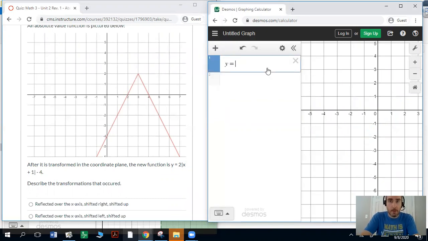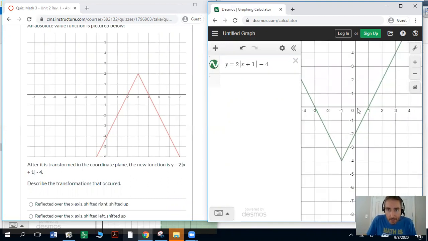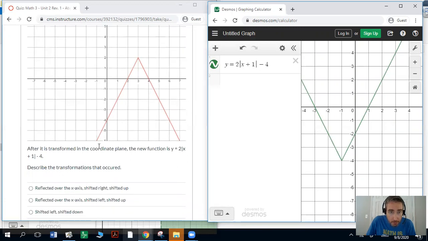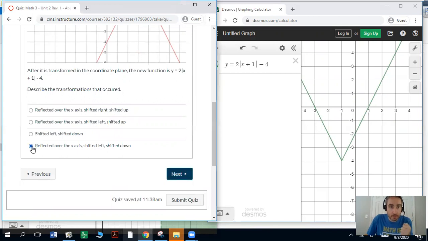All right, let's graph the new function, 2 absolute value x plus 1 minus 4. It looks like it went left and down and also flipped, reflected. So reflected over the x-axis, shifted left. Specifically, it would have gone left 4 units because that's at negative 1. And then this point went down 6 because that's at negative 4. But we don't need to get that specific here. Reflected, left, and down.